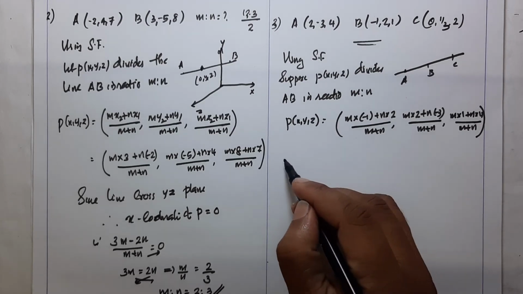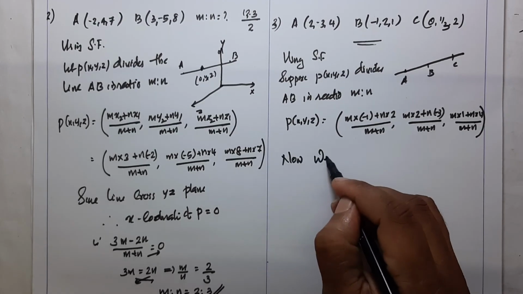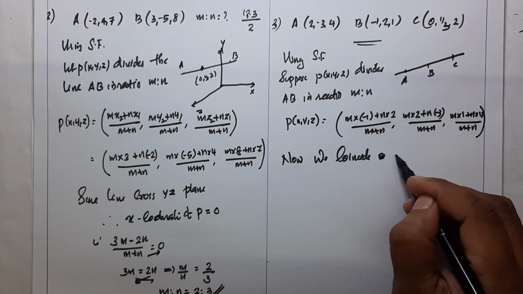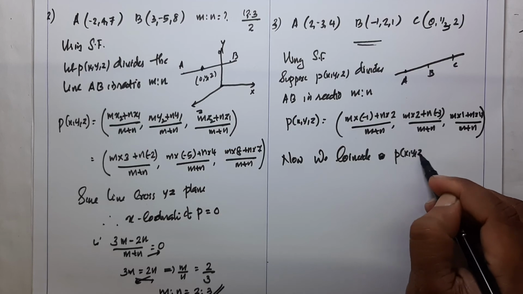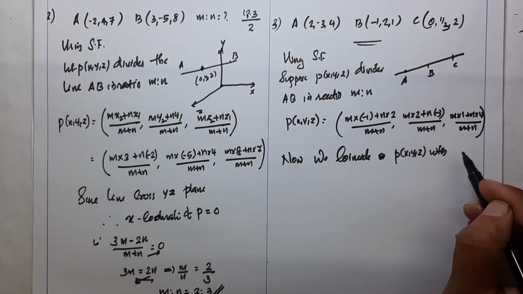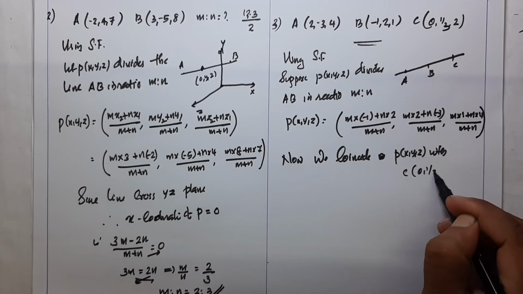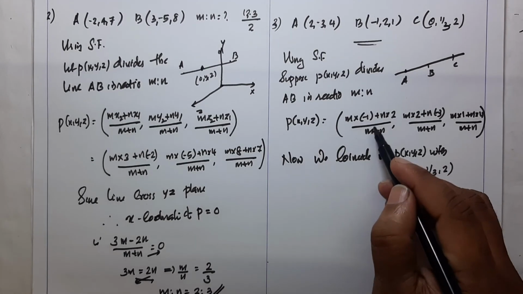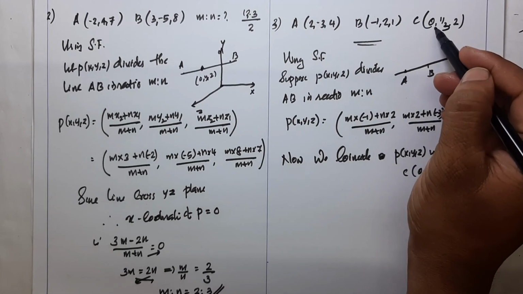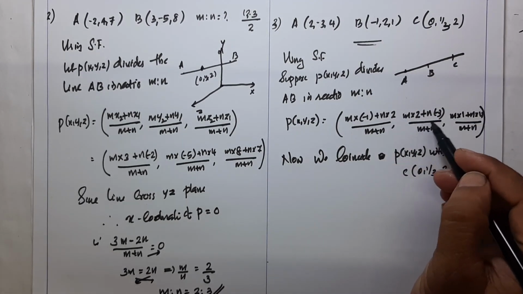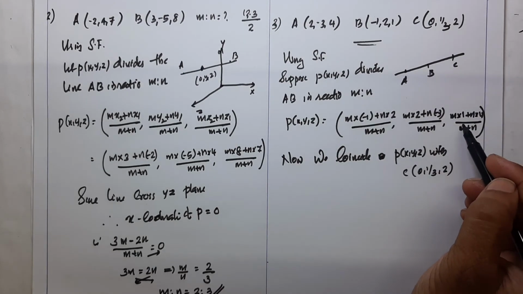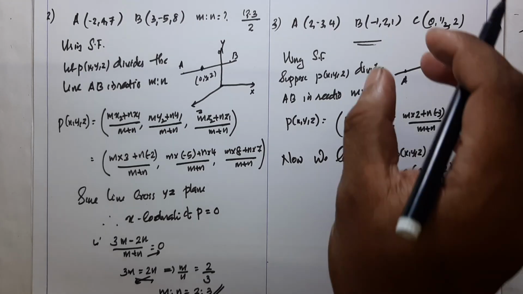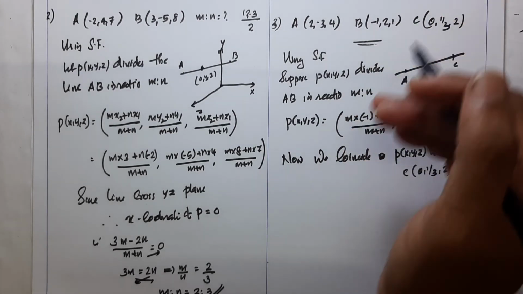Now, we coincide P(x, y, z) with C (0, 1/3, 2). That means the x coordinate of P is equal to 0, the y coordinate of P is equal to 1/3, and the z coordinate of P is equal to 2. Now, we equate the corresponding coordinates. That means P is equal to C. So, we will equate here.